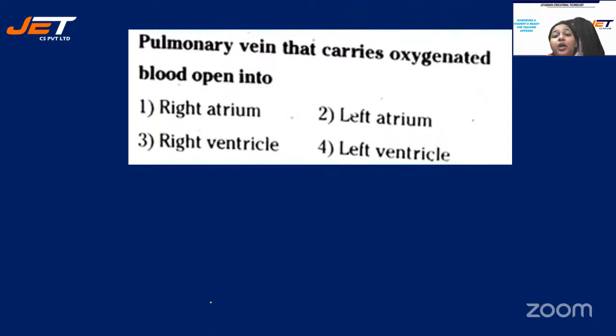Next question. Pulmonary vein that carries oxygenated blood into right atrium, right ventricle, or left ventricle. Quickly tell me this answer. As I told you, pulmonary vein is the only vein that carries oxygenated blood. It will always open to left atrium.